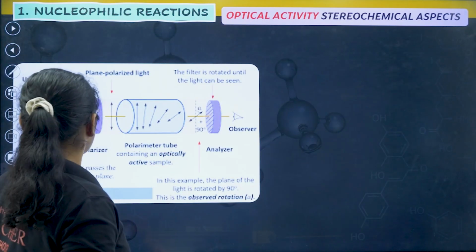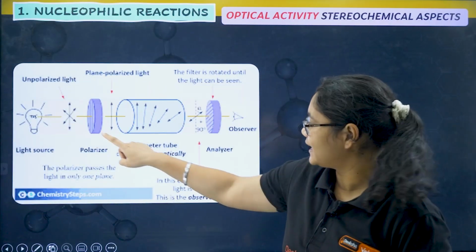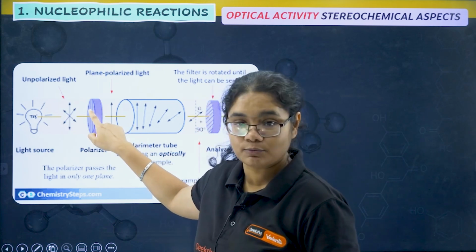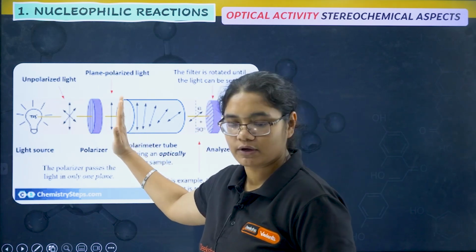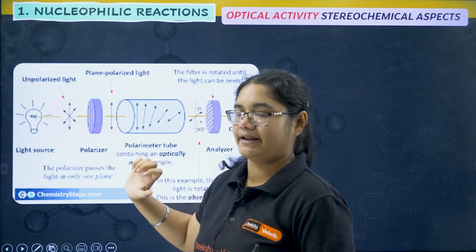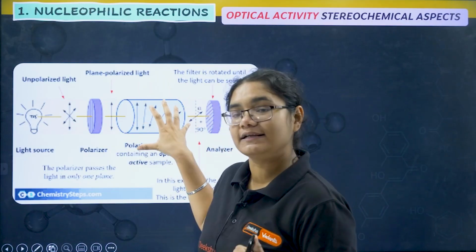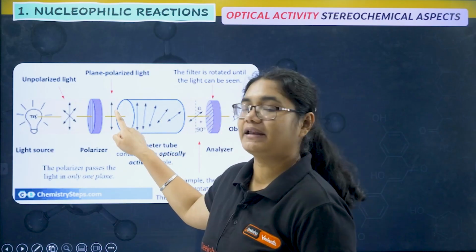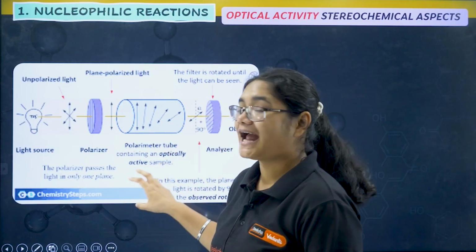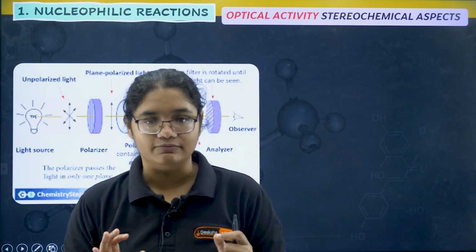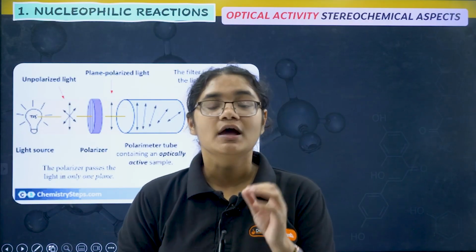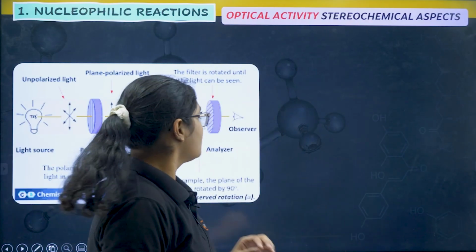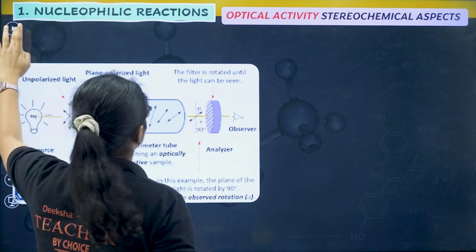Now what happens? This light is having fields in all directions. Then when you pass it through this polarizer, you have only one field, present in one direction. Now you pass it through one organic sample. If this organic sample is able to rotate this plane polarized light, then we call that molecule optically active. What is an optically active molecule? A molecule which can rotate the plane polarized light. So that is what we will be understanding here.